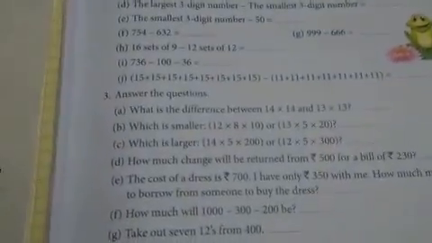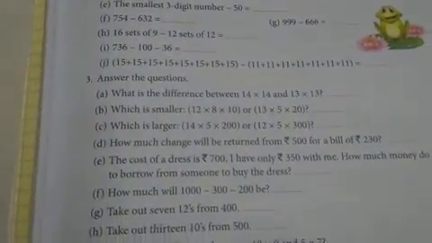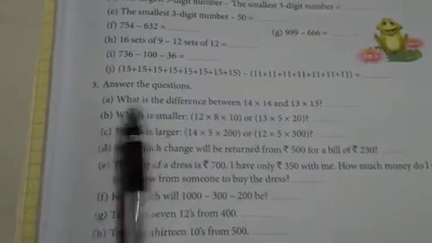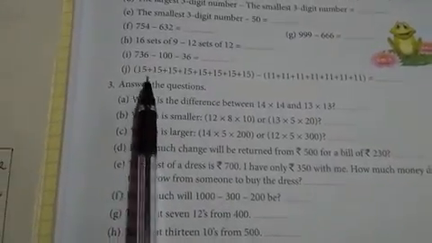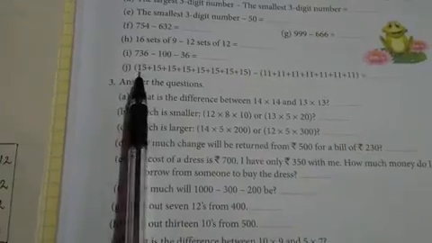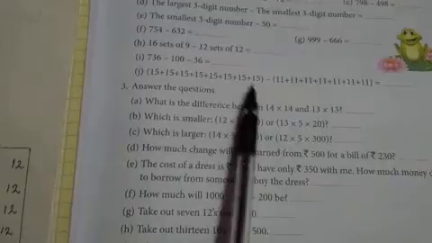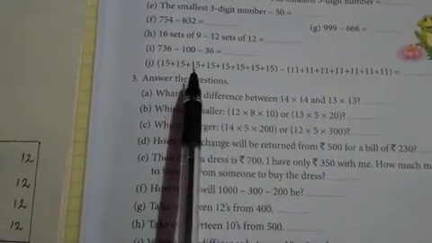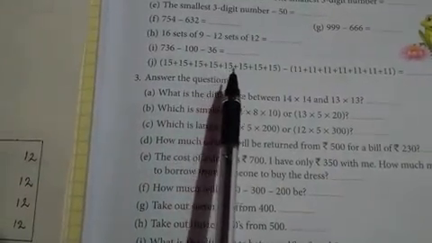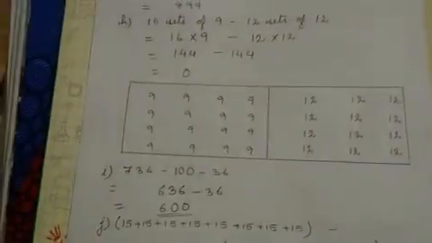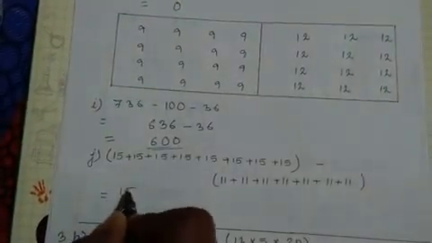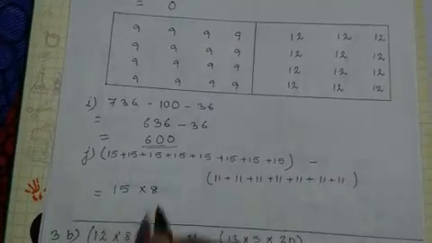Now let us go with the next question, J. This looks very long but is not very complicated. If you count with me, how many 15s are there here? 1, 2, 3, 4, 5, 6, 7, 8. So there are 8. This again goes the same way. We can write 15 into 8.